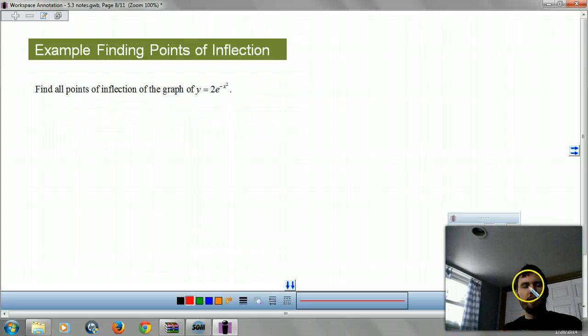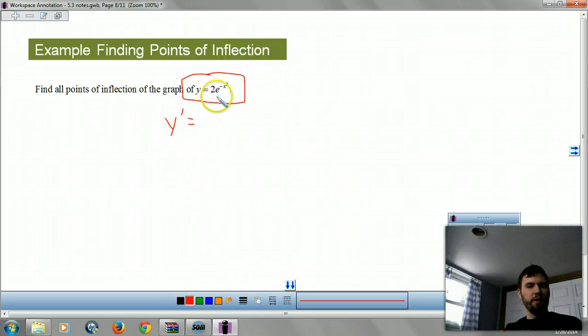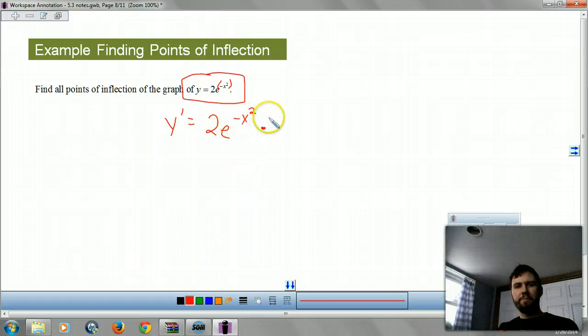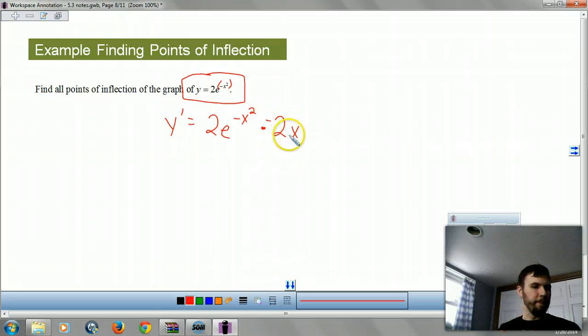Lots more. Okay, so let's find some points of inflection. This is a function. The first thing I need to do is find y prime. The derivative of e to anything is still e to whatever that is, and we times it by the derivative of the inside function. Good old chain rule, right? The derivative of that there is negative 2x. So we end up with negative 4x e to the negative x squared. There's a negative right there.